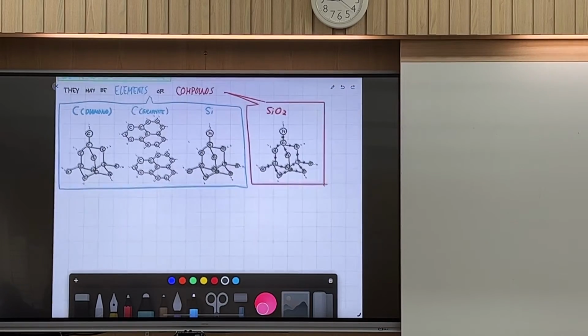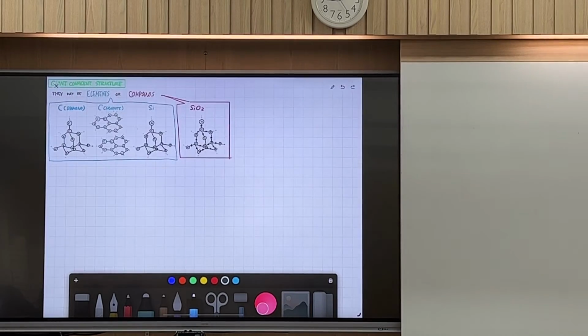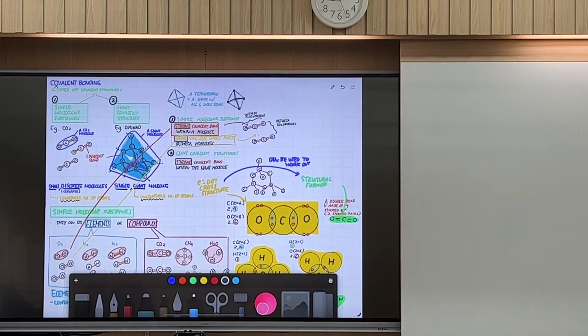So below, we will look at the difference between simple molecular substance. I want you to go back and forth.